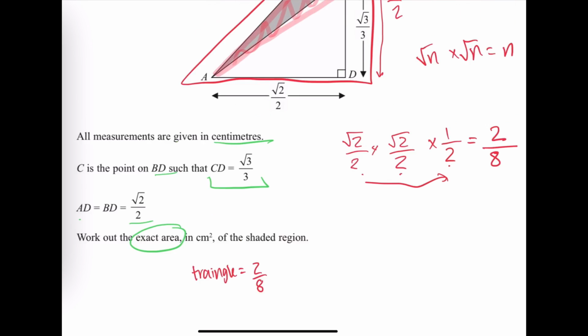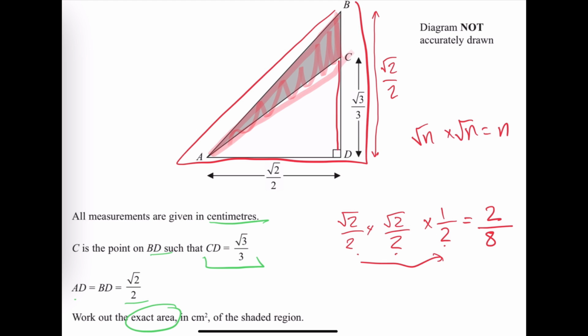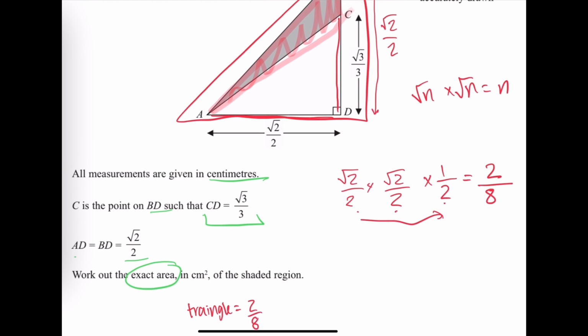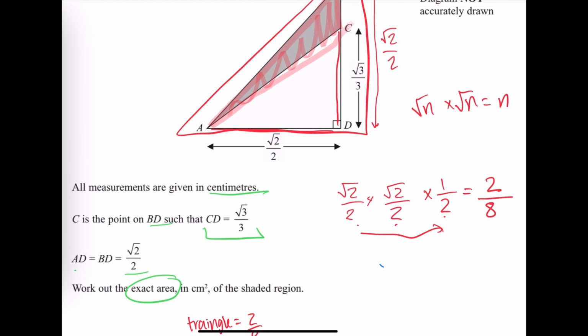Now if we find triangle CAD, we can just do surd 2 over 2 times surd 3 over 3, and we times this, of course, by 1 over 2. So surd 2 times surd 3, this is just going to be surd 6. The surd will stay the same because it's not timesing by each other. If you do 2 times 3 times 2, this is just 12.